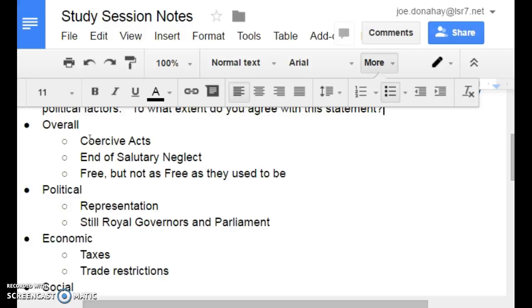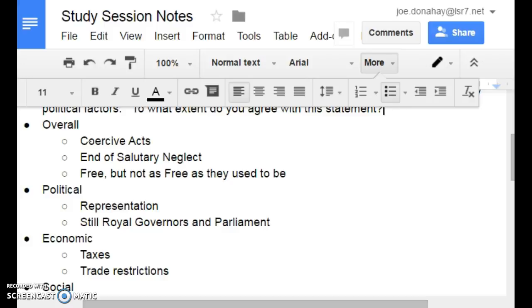So that's the whole point of salutary neglect, and how you would use that as evidence in your essays, is that there was salutary neglect that was withdrawn, and while it did leave Americans still quite free, there was a change. It was not what they were used to.